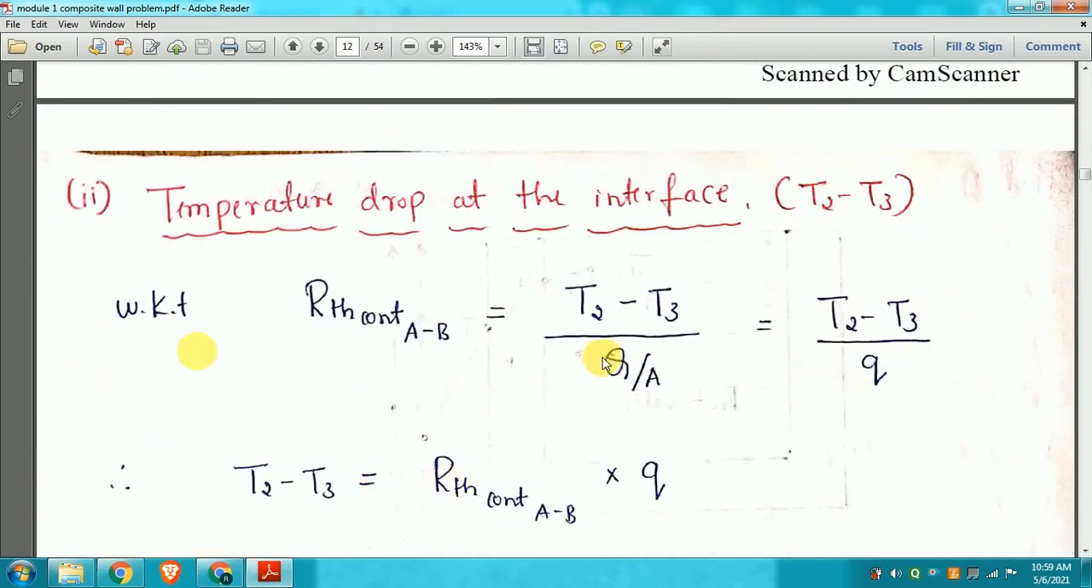To find out T2 minus T3, you can only consider the temperature drop due to the contact resistance. So you can rewrite the equation: this Q by A, or heat flux, will be equal to T2 minus T3 upon RTH, the contact resistance. So the equation is rewritten so that we can directly calculate the temperature drop.